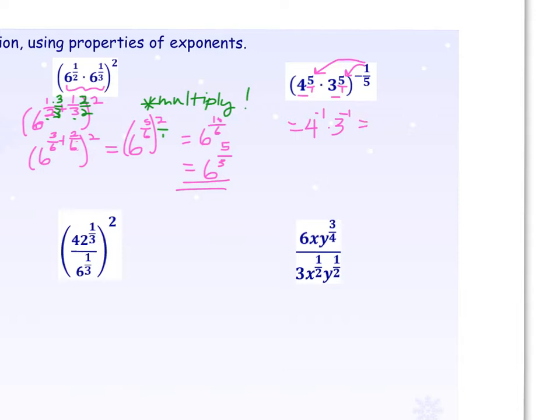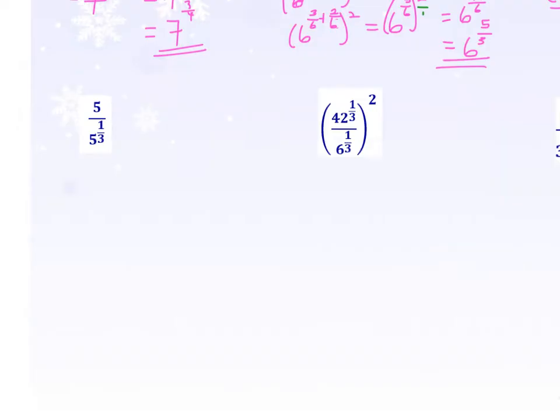So if we take the reciprocal of both bases, we would have 4 to the 1st times 3 to the 1st. Since those number bases are just 4 times 3, that would give us 1/12. We could simplify that all the way to that final product. Let's try the second row.